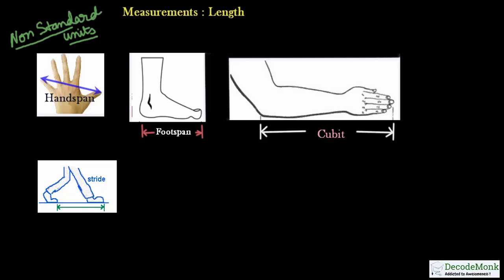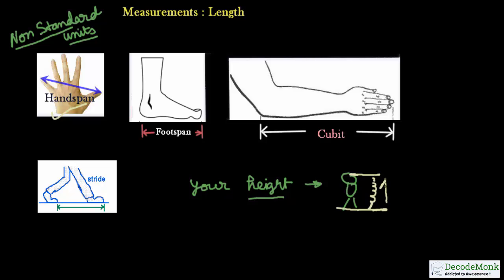Suppose, for example, you measure your height. You stand up against a wall and draw a line at the top position of your head against the wall, and then you measure the distance between the floor and that line with your hand span. If you measure 1, 2, 3 hand spans like this, it may come out to be, suppose, 20 hand spans. This is your hand span.